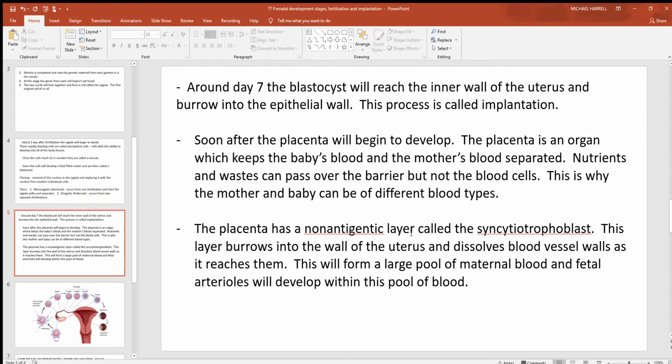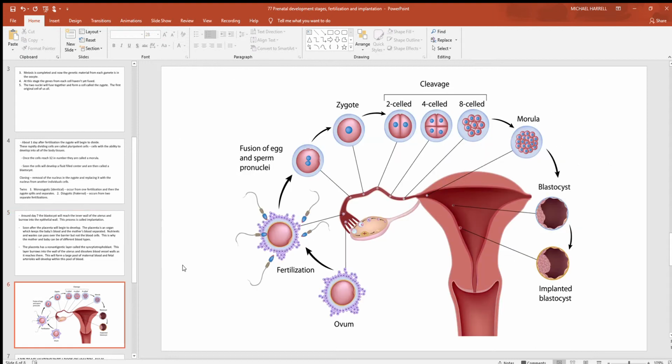So we have this non-antigenic layer called the syncytiotrophoblast. It's going to burrow into the wall of the uterus, going after the blood supply. If these cells are going to continue to develop into a person, they're going to need a lot of nutrients. Those nutrients are found in the mother's blood. And eventually, as that wall is burrowed out more and more, there'll be a large pool of the mother's blood formed, and fetal arterioles will penetrate that pool. And of course, there'll be the swapping of materials back and forth.